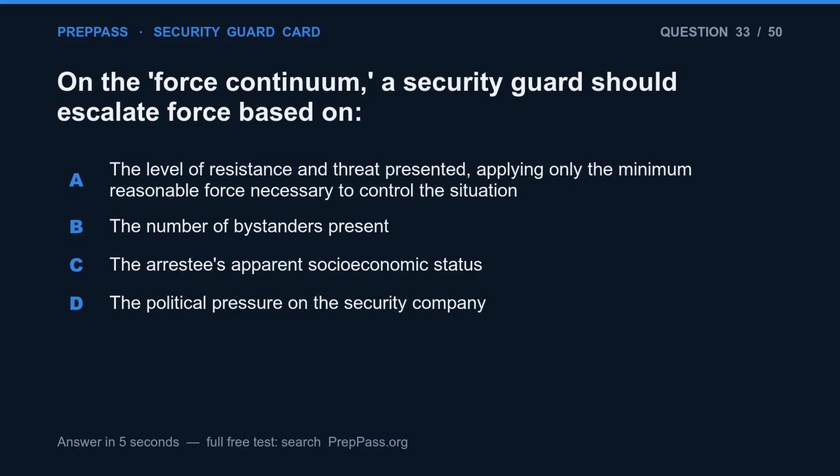Question 33. On the force continuum, a security guard should escalate force based on A. the level of resistance and threat presented, applying only the minimum reasonable force necessary to control the situation. B. The number of bystanders present. C. The arrestee's apparent socioeconomic status. D. The political pressure on the security company.